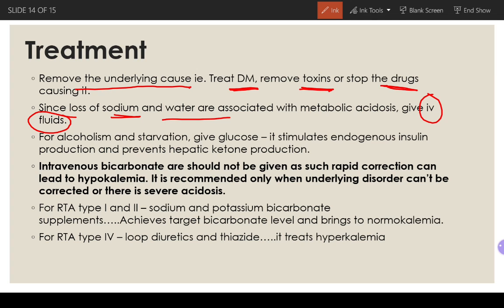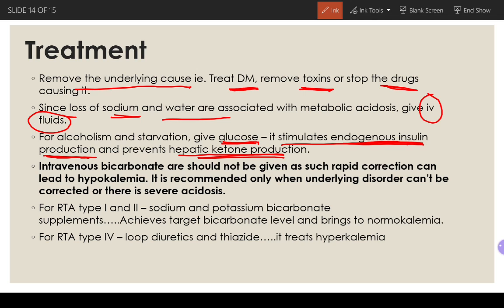Now for alcoholism and starvation, we need to give glucose. Because they are deprived of glucose, when you give glucose, it stimulates endogenous insulin production. For these people, the insulin production capability is normal. So when you give glucose, there will be endogenous insulin production, and this insulin prevents hepatic ketone production. So there will be less ketoacidosis, and that is going to prevent your metabolic acidosis.